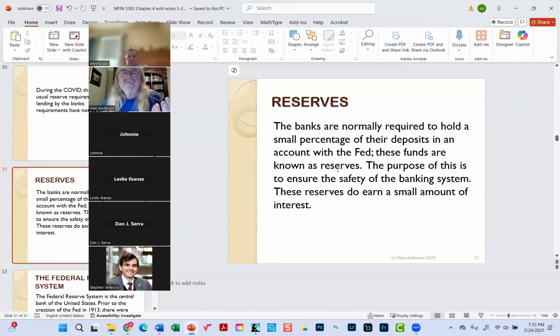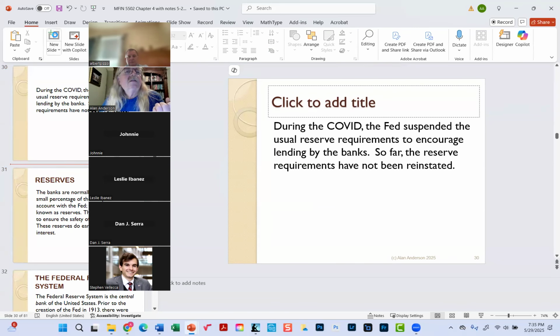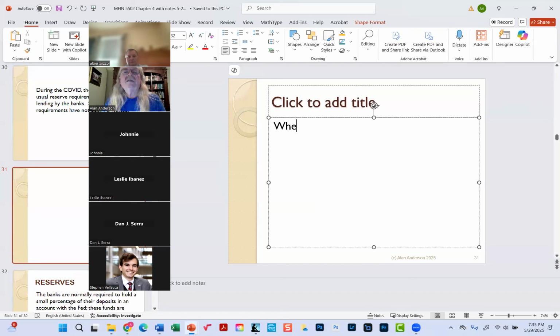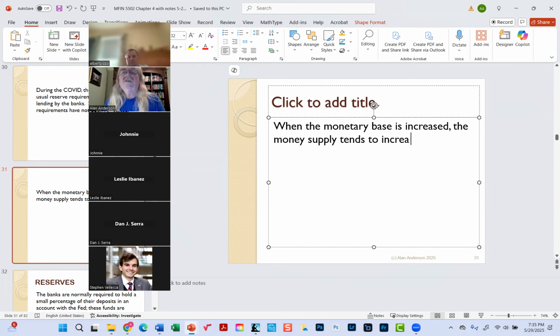And then it turns out that when the monetary base is increased, the money supply tends to increase, although the Fed doesn't really control the money supply, and vice versa. So in other words, if they want to increase the money supply, what they're really doing is increasing the monetary base, and they're hoping that it will impact the money supply. Money supply depends on many factors.